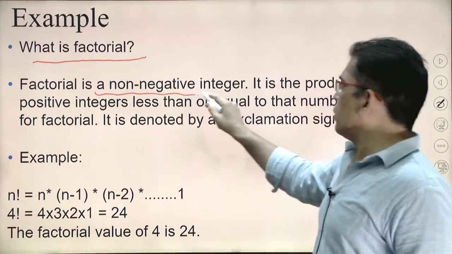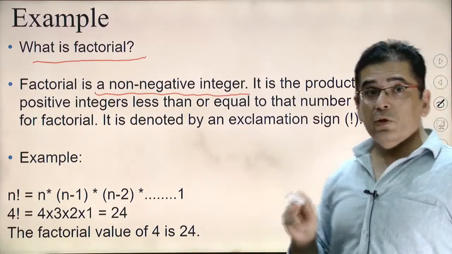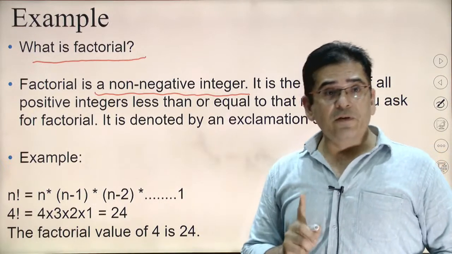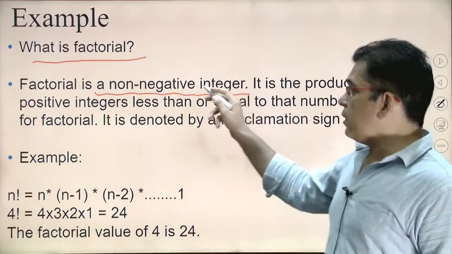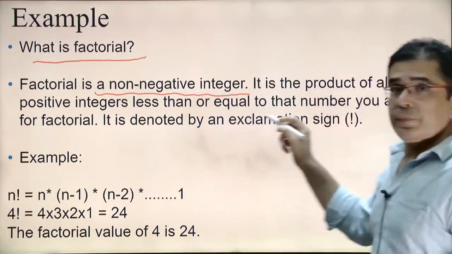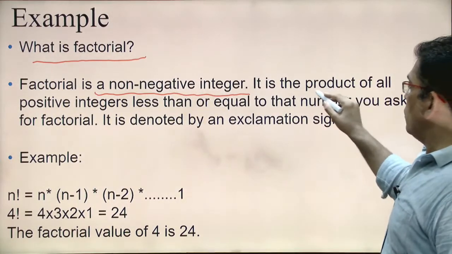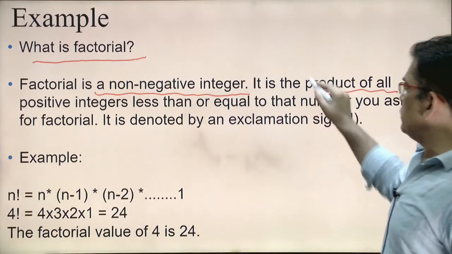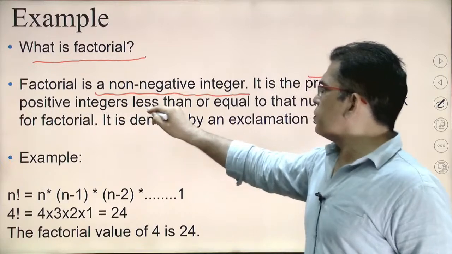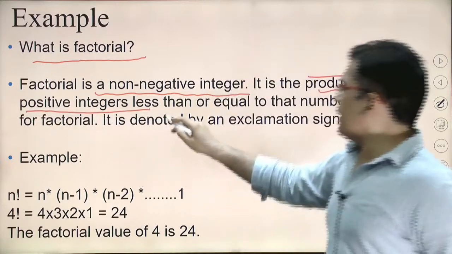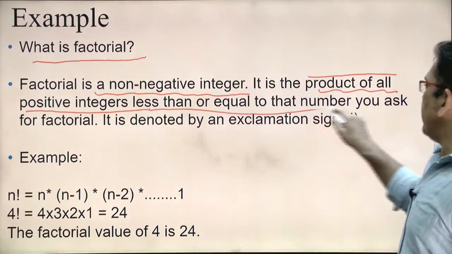Factorial is defined for a non-negative integer. You need to remember, negative numbers are not used in computing the factorial of a number. It is the product of all positive integers. This is the definition: the product of all positive integers less than or equal to that number.